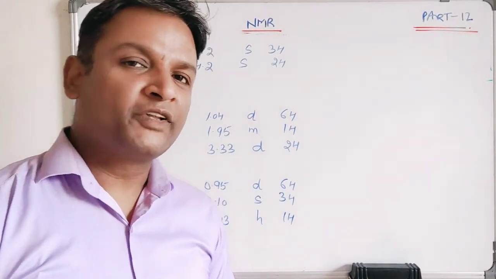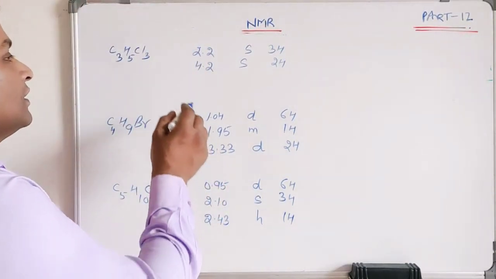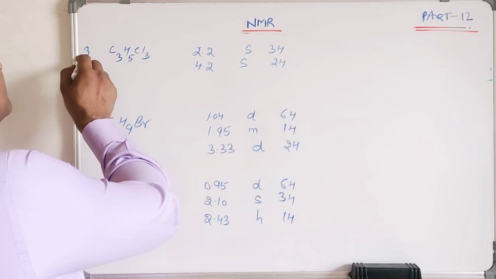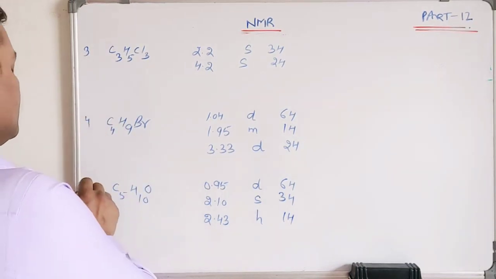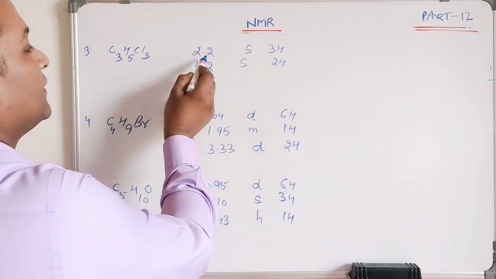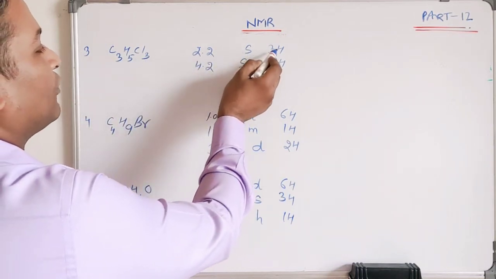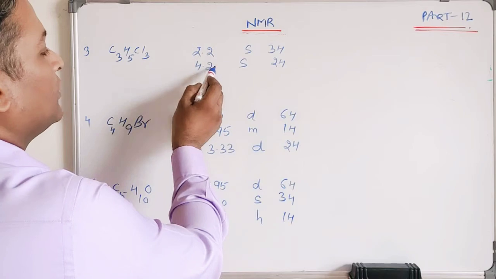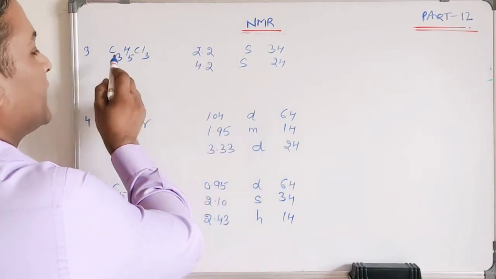These are more examples you can see here. We have 3 more compounds. Data: C3H5Cl3, delta value 2.2, singlet for 3 protons, 4.2 singlet for 2 protons, 3 carbon.